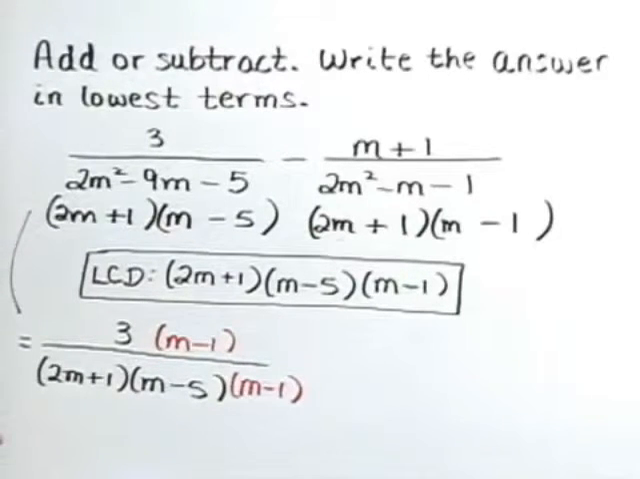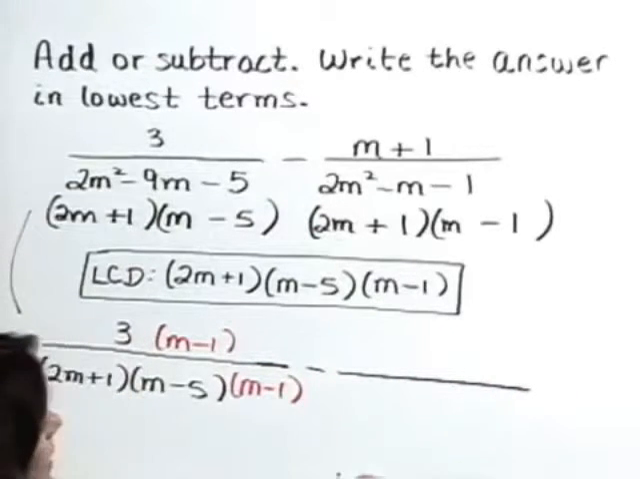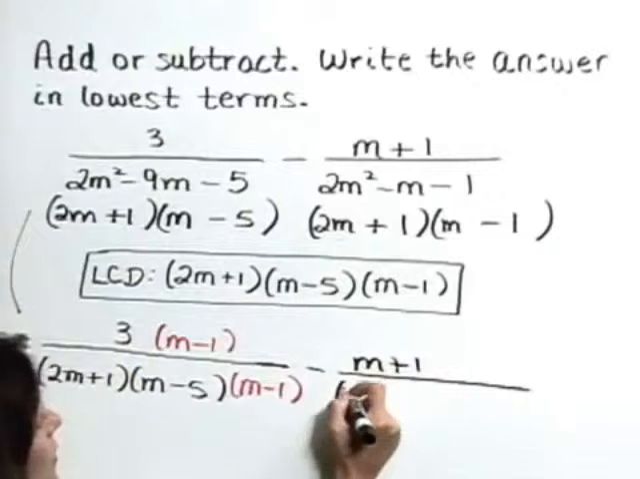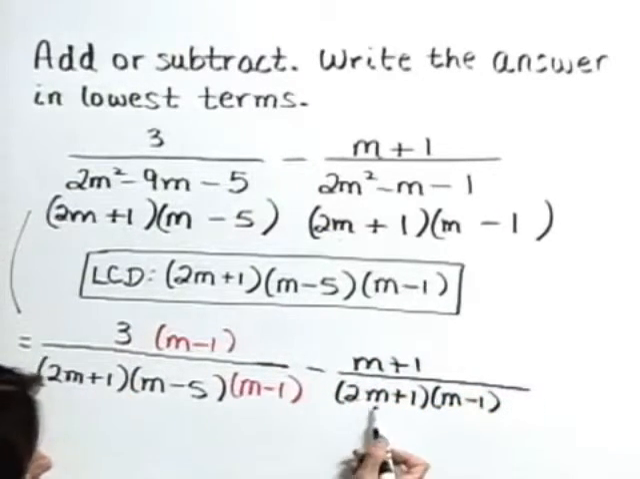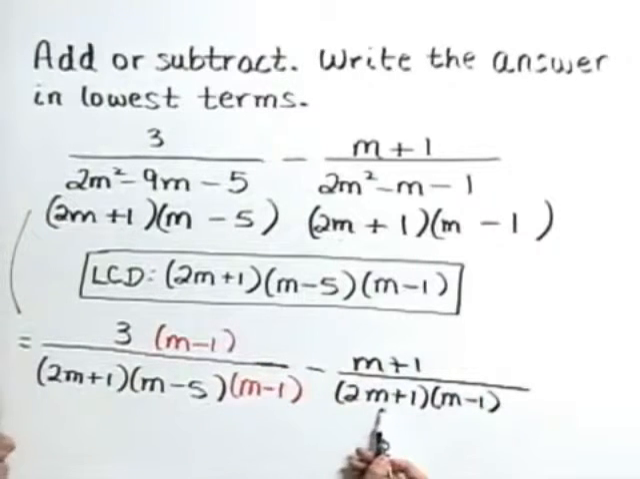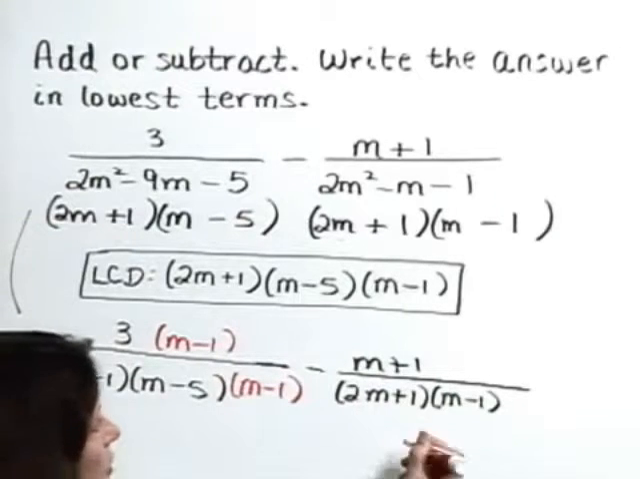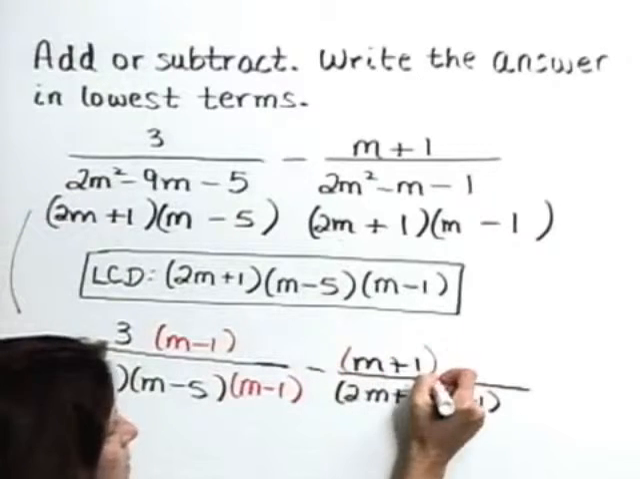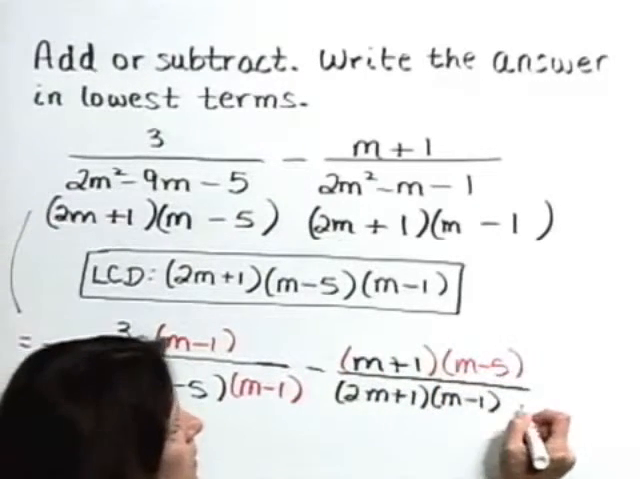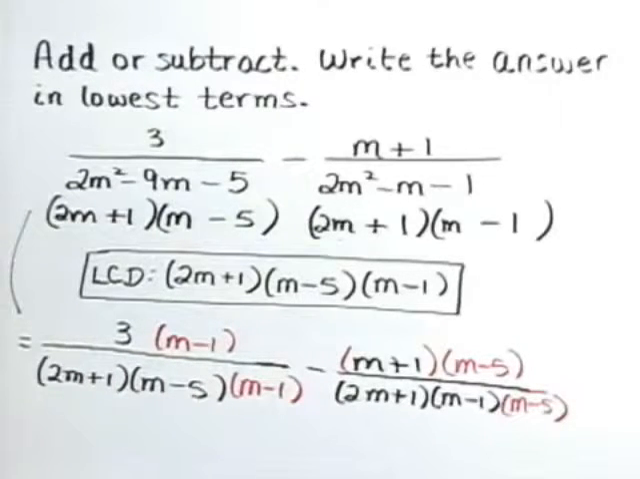Now as we look at our second fraction, the m plus 1 over 2m plus 1 times m minus 1. Comparing its denominator to the LCD, we see that it is missing the m minus 5 factorization. So let's multiply both the numerator and denominator then by m minus 5. At this point, both of our denominators are the same.